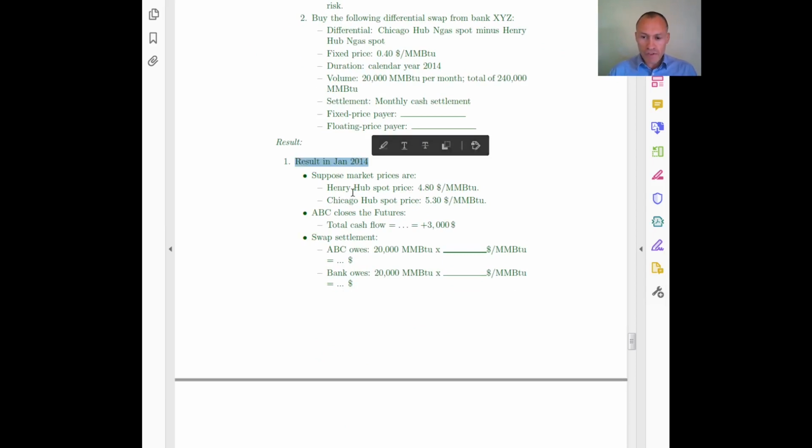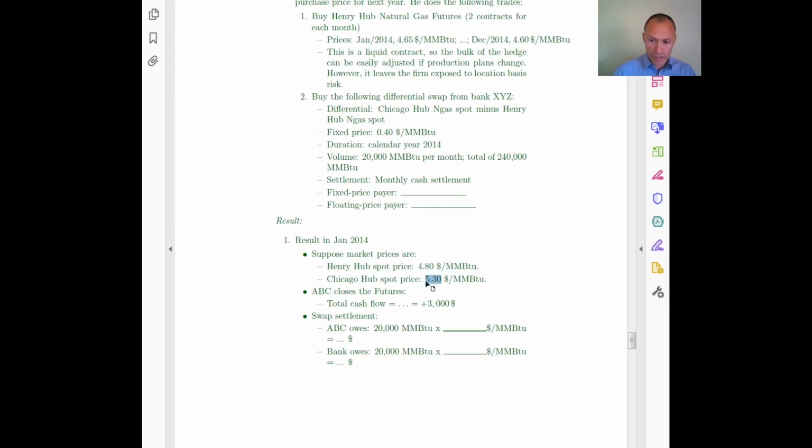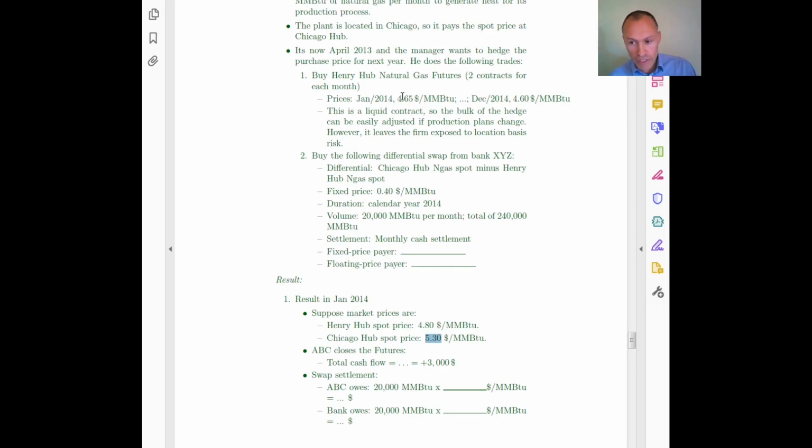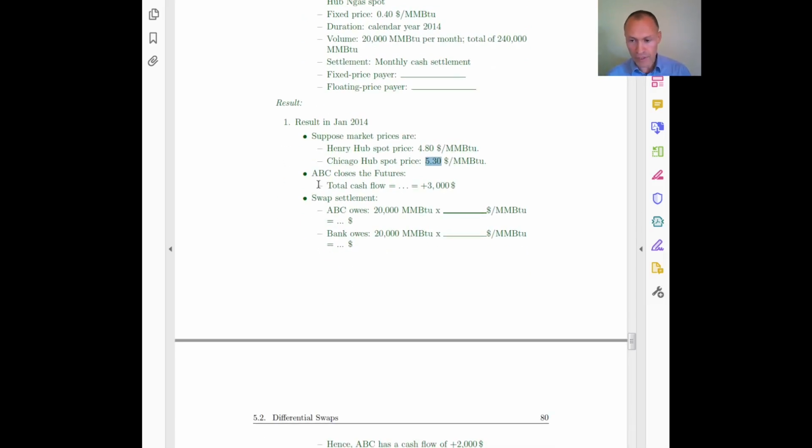Let's say for the first month, for January, these are the spot prices: Henry Hub 4.8 and Chicago Hub 5.3. I look at these prices and think, it's good that I have hedged, because if I had not hedged, I would be paying 5.3, and if everything works well, I will be paying just 4.65 plus 0.4, 5.05, which is less than 5.3. So let's double check that what I'm paying effectively is just 5.05. Let's go through all the details.